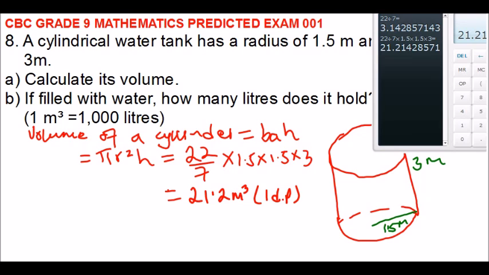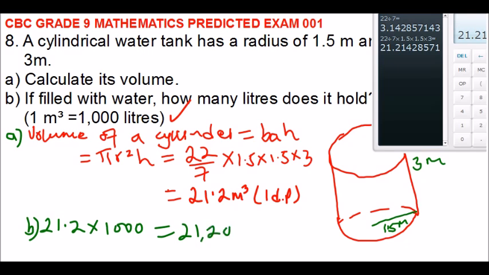To convert this into liters, since we have been told that 1 meter cube is equal to 1,000 liters, we just say 21.2 meters cube multiplied by 1,000. That is part B, and this is part A. When you multiply by 1,000, you get 21,200 liters.